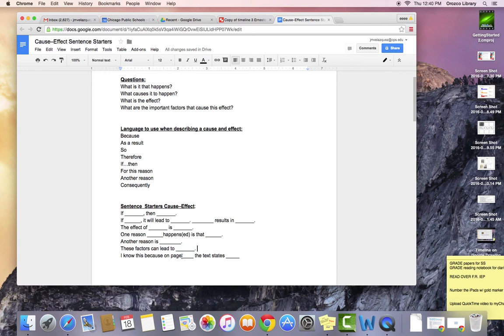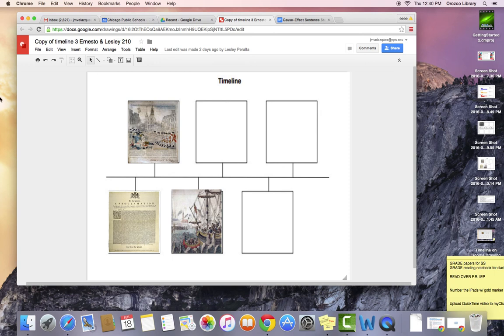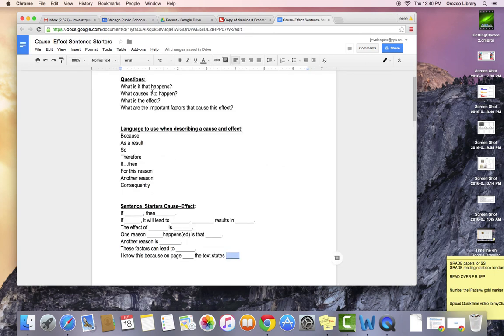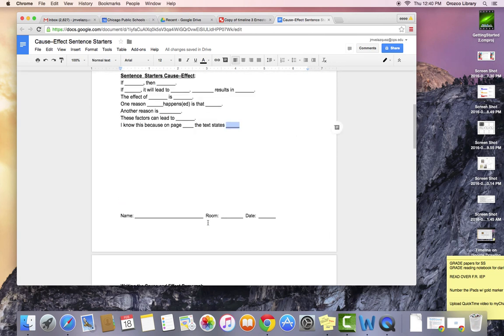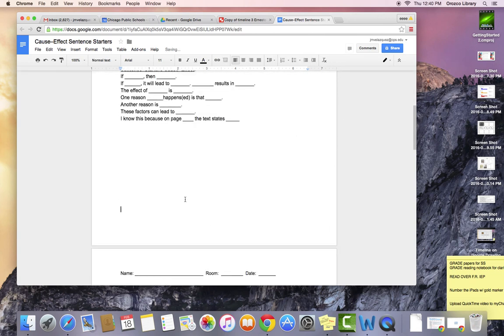I know this because on page, and then you can also use this particular sentence starter to help you point out a page in the text that helped you get information. And you can cite it, most definitely. I know this because on page, the text states, absolutely you can do that as you are doing the voiceover and explanation of your timeline. Now, this is for reference, all this side of the page. The page that I will need to look at, that you will need to complete, looks like this.